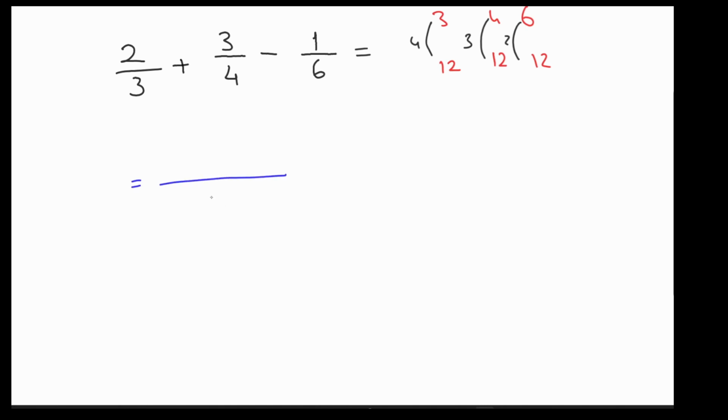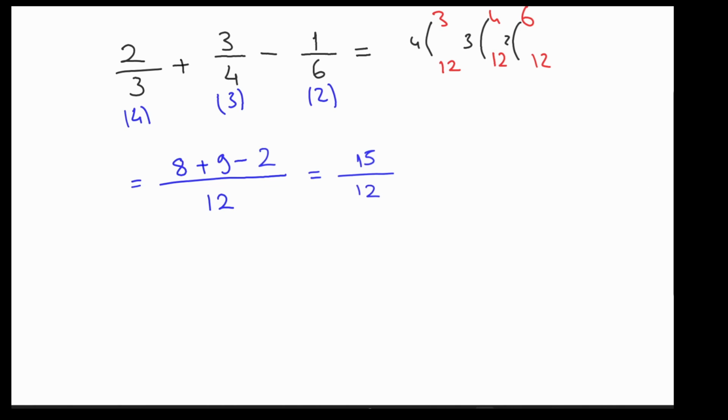The common denominator will be 12. We can just write that. And then we're going to do our multiplication here. We're going to multiply this with 4, this with 3, and this with 2. Okay, 4 times 2 is 8, plus, we have plus here, 3 times 3 is 9, minus, we have minus here, and 2 times 1 is 2. 8 plus 9 is 17, 17 minus 2 is 15, over 12. But we're not exactly done yet.